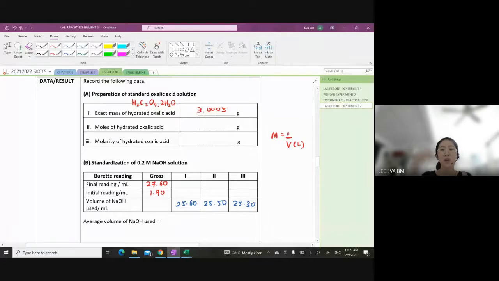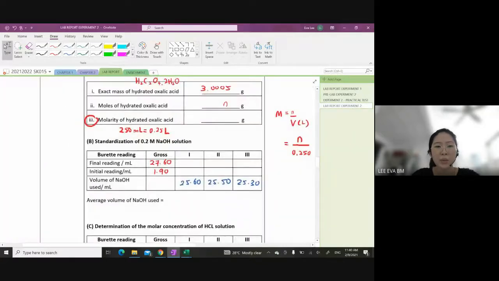250. So remember just now, you dissolved inside the beakers already, right? You transfer into the volumetric flask. So here, part three, after we get the number of moles of hydrated oxalic acid, we need to divide by the volume of the solution you prepared. In this case, the number of moles from your answer, we divide by 0.25 liter, because we are preparing 250 milliliter, which is equivalent to 0.25 liter. The guideline is already given, so you find it yourself.